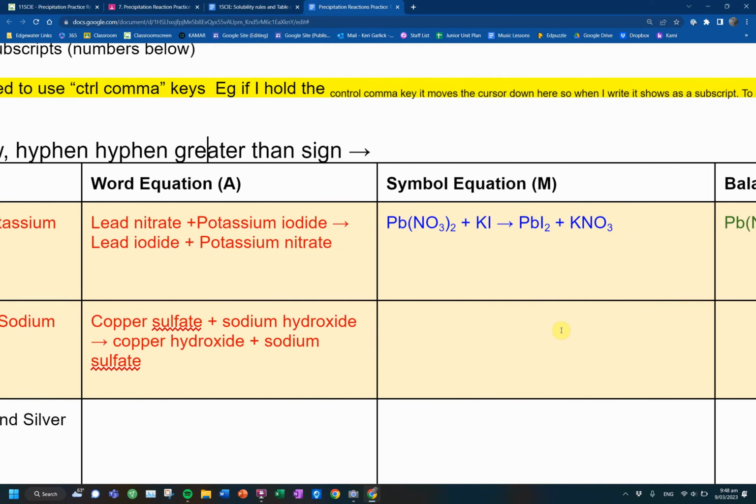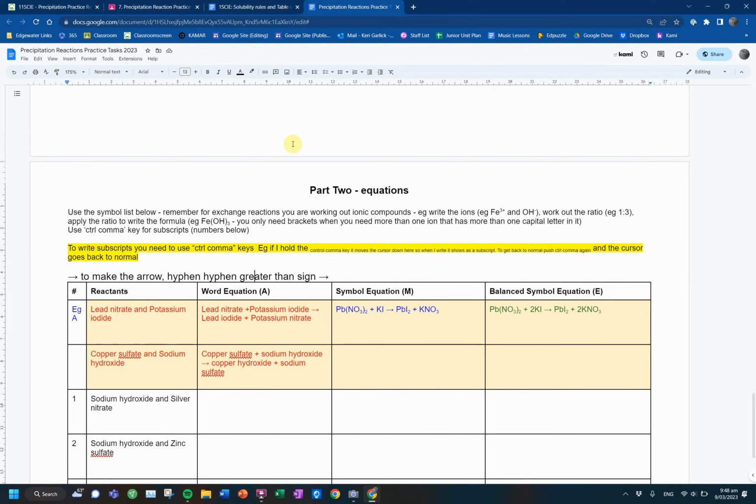All right, now we got to move to our symbols. This is the harder part. Let me move that to blue.